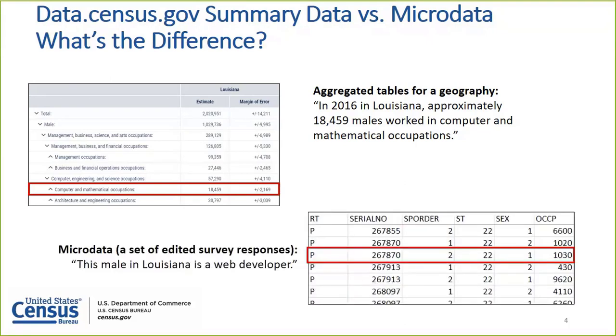When we talk about microdata, this is where we actually look at a set of edited survey responses. So here in this line, we're showing one of the many lines from the records of the microdata, and it shows through the different codes, state code 22, sex code 1, and occupation code 1030. That all means that this particular response shows a male in Louisiana that's a web developer.